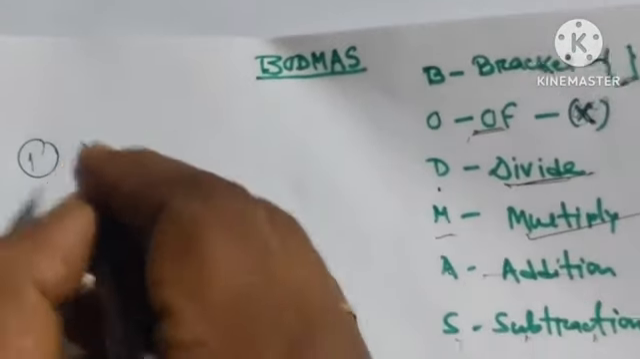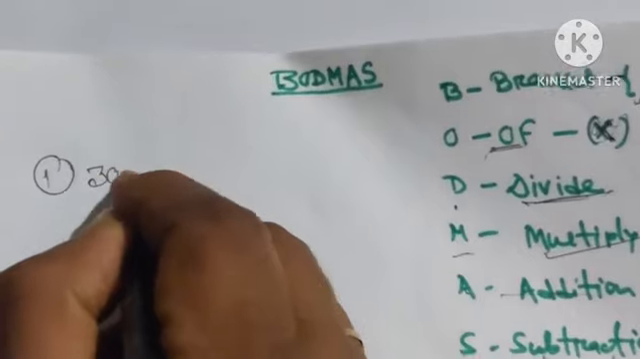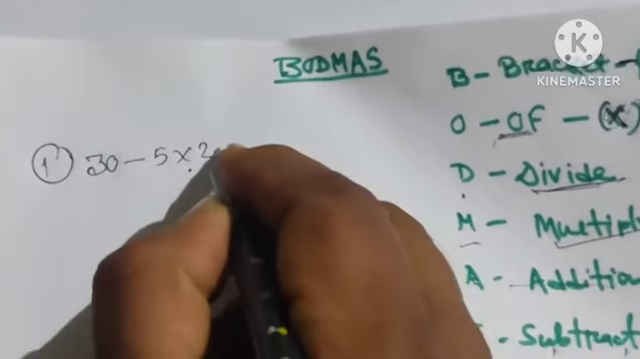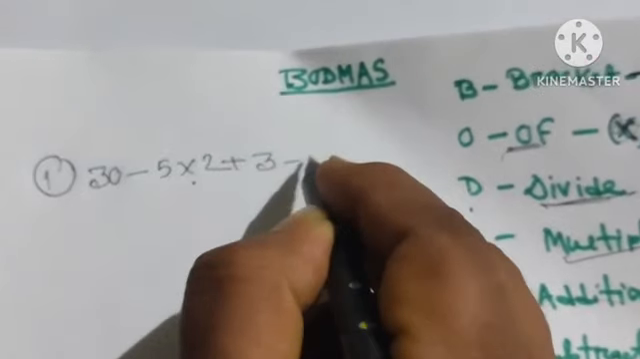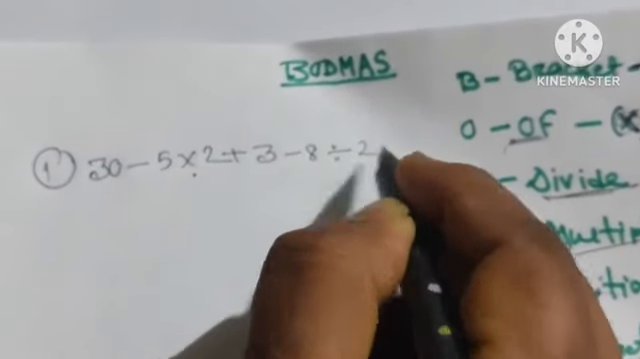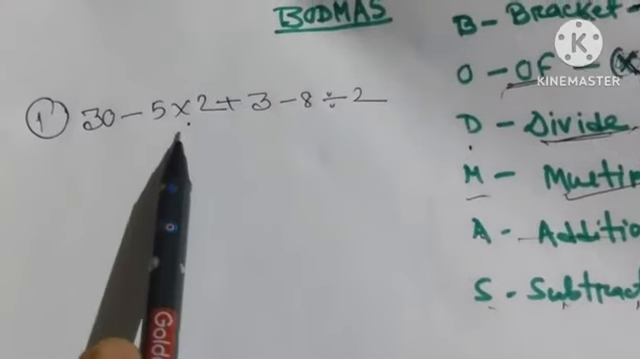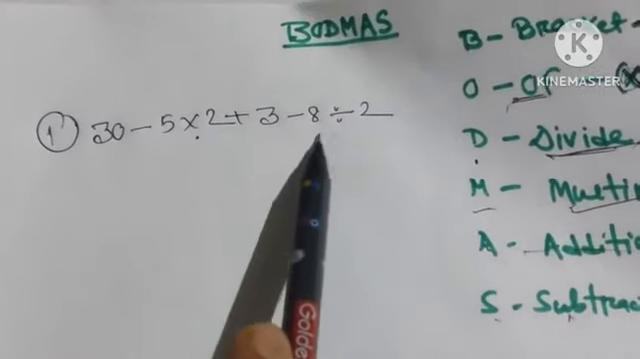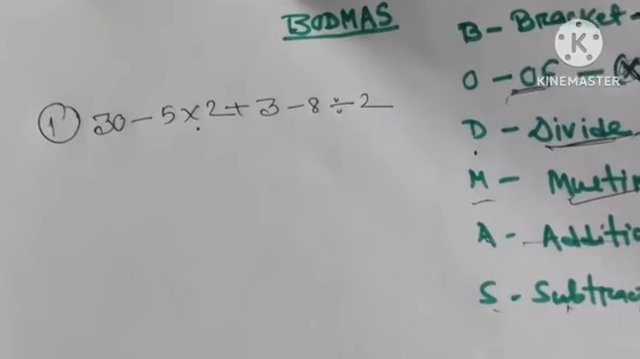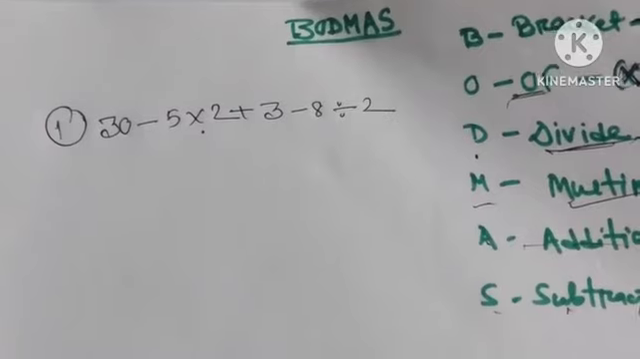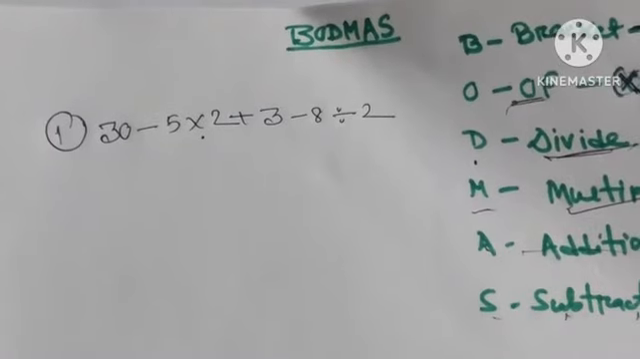If I write 30 minus 5 into 2 plus 3 minus 8 divided by 2. Okay, here the example is 30 minus 5 into 2 plus 3 minus 8 divided by 2. To solve this equation, we can use the BODMAS rule.